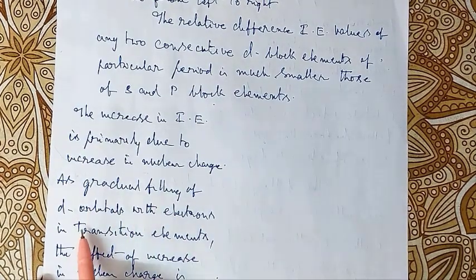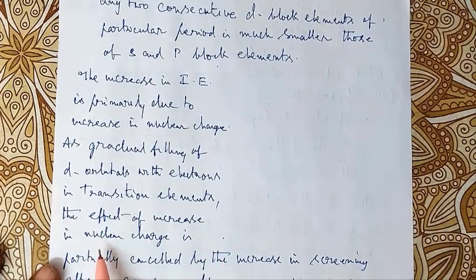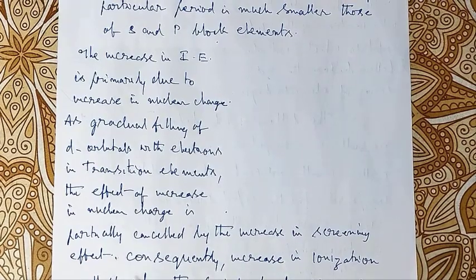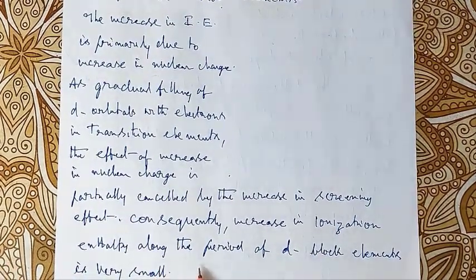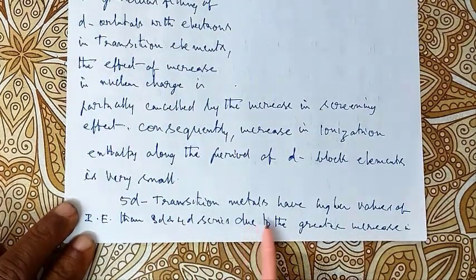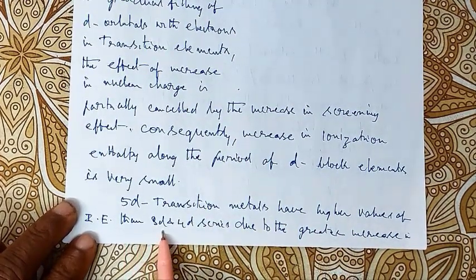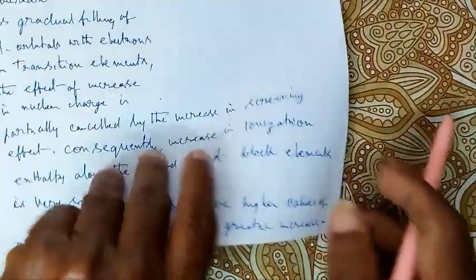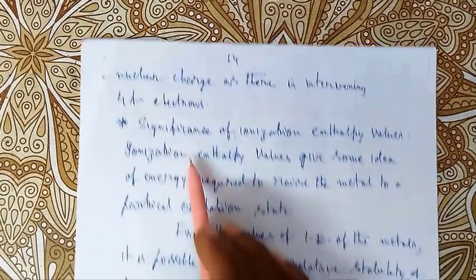As there is a gradual filling of d orbitals with electrons in transition elements, the effect of increase in nuclear charge is partially cancelled by increase in screening effect. Consequently, the increase in ionization enthalpy along the period of d block elements is very small. 5d transition metals have higher values of ionization enthalpies than 3d and 4d series, and it is due to the greater increase in nuclear charge as there are intervening 4f electrons.